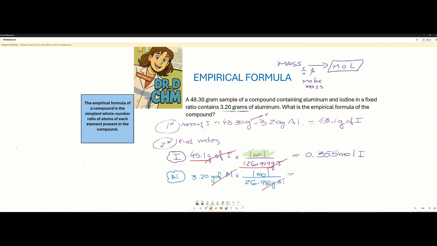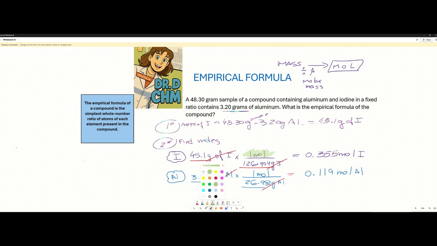If you use the formula, you can find your mistake easily. If you multiply, you're going to have grams squared, and this is not what you want, right? So 3.20 divided by 26.982 gives me 0.119 moles of aluminum.